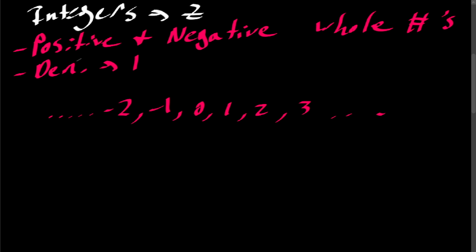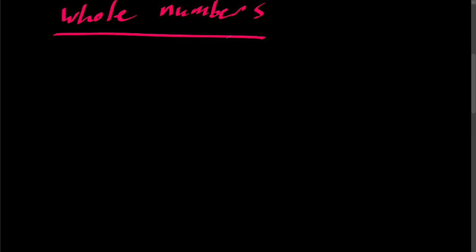Now, within integers, it also gets even smaller. So next we have whole numbers. And whole numbers are actually, let's write it all out. Okay, there we go. Whole numbers. All right, so whole numbers, those are going to be 0, 1, 2, 3, and so on.